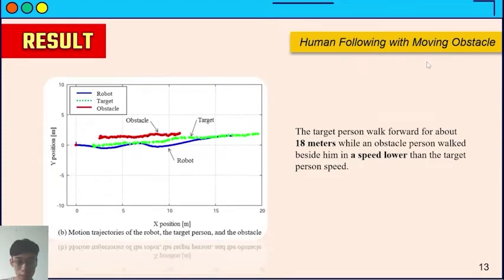The human following with moving obstacle. The target person walked forward about 18 meters, while an obstacle person walked beside him at a speed lower than the target person's speed. You can see whenever the obstacle gets close, the robot moves away and keeps a safe distance from the obstacle, and also maintains the desired position behind the target person.